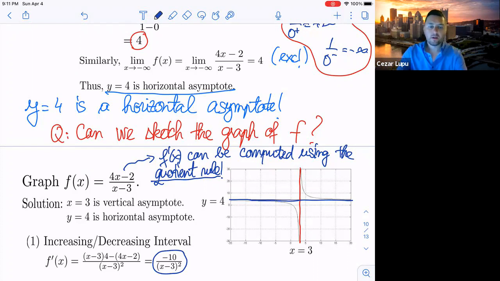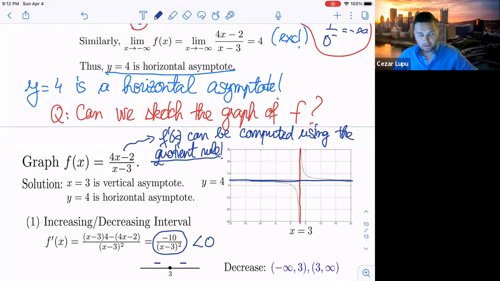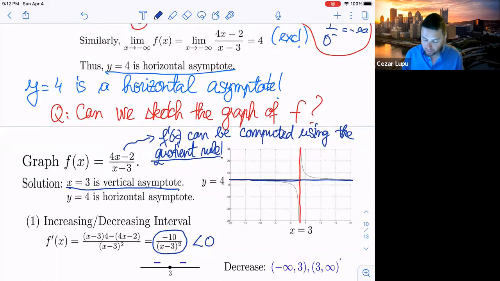All right, great. Well, if you look at this quotient here, it's quite clear that since the bottom, x minus 3 everything squared, is positive and the top, negative 10, is negative, the entire thing will be negative. In other words, if we want to talk about the monotonicity of the function, you will see that it will be decreasing on the entire real line except the number x equals 3. So f will not touch x equals 3, as we have seen that it's a vertical asymptote. So the function will be decreasing on the union of these two intervals, negative infinity to 3 and 3 to positive infinity.